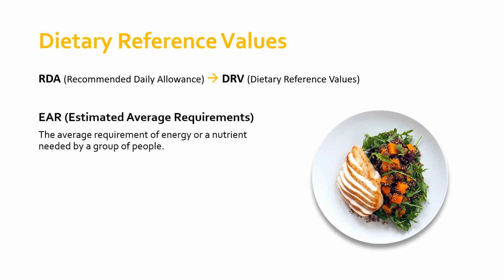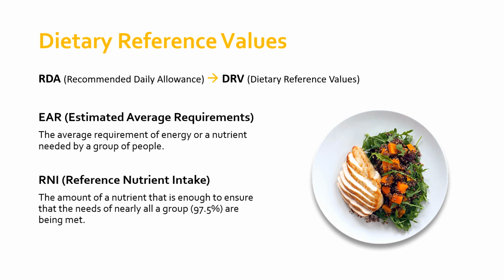A second important dietary reference value is the RNI. The RNI, that's the reference nutrient intake. And this simply means the amount of a nutrient that's enough to ensure that the needs of nearly all of a group, that's 97.5%, are being met. So the EAR splits sort of down the middle. It's the average, it's the mean, it's right in the middle of the group. But the RNI would be sufficient for almost the entire group.